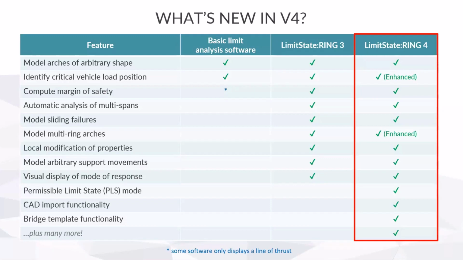In terms of the main features of the software, whether we're talking about Ring 3 or Ring 4, the key thing is that when we're dealing with a live load, we can compute the margin of safety. That's what we call an adequacy factor applied to whatever vehicle loading you've got on your structure. What is the adequacy factor at collapse?